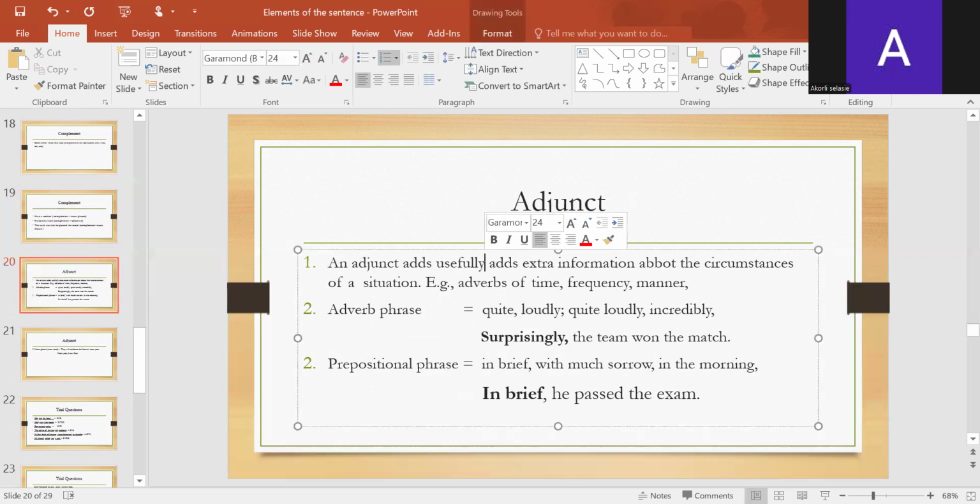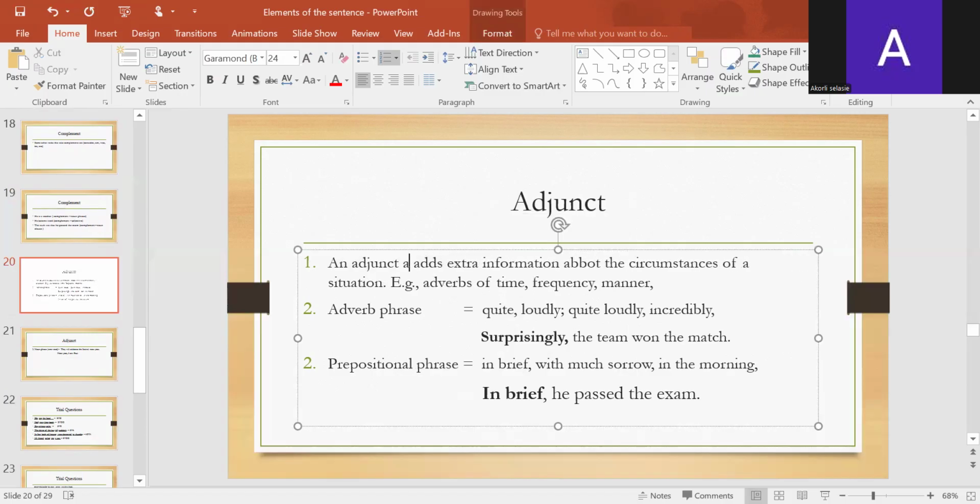An adjunct usually adds extra information about the circumstance, or the circumstances of a situation.